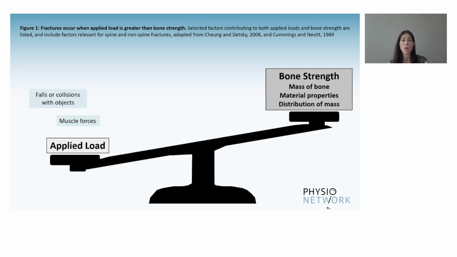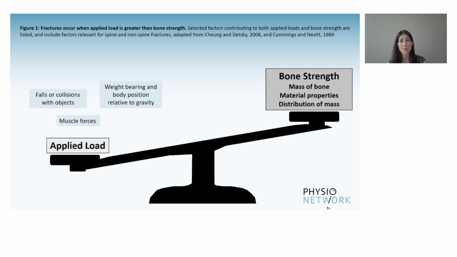They can come from falls or collisions with objects, which are most commonly the reason why people fracture, but also really high muscle forces. Sometimes a spine fracture, for example, can occur because of weight-bearing loads or our body position relative to gravity in combination with those muscle forces. A rib fracture would be another example where that can occur.